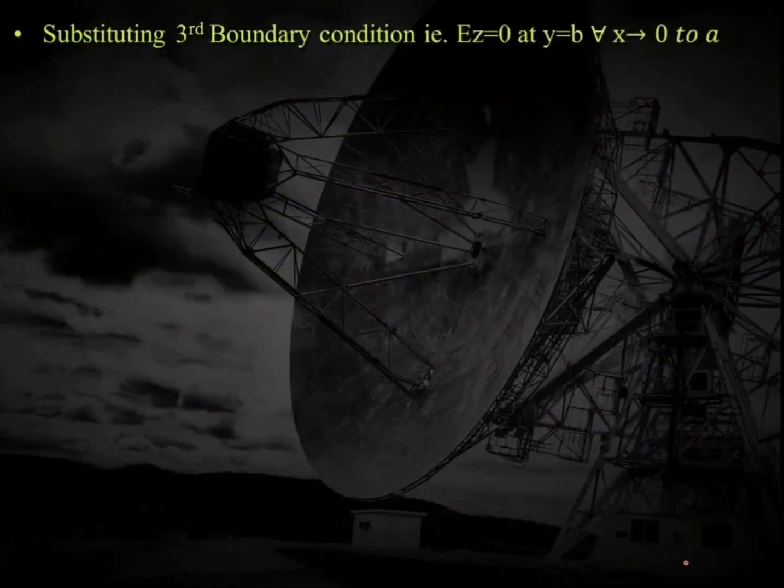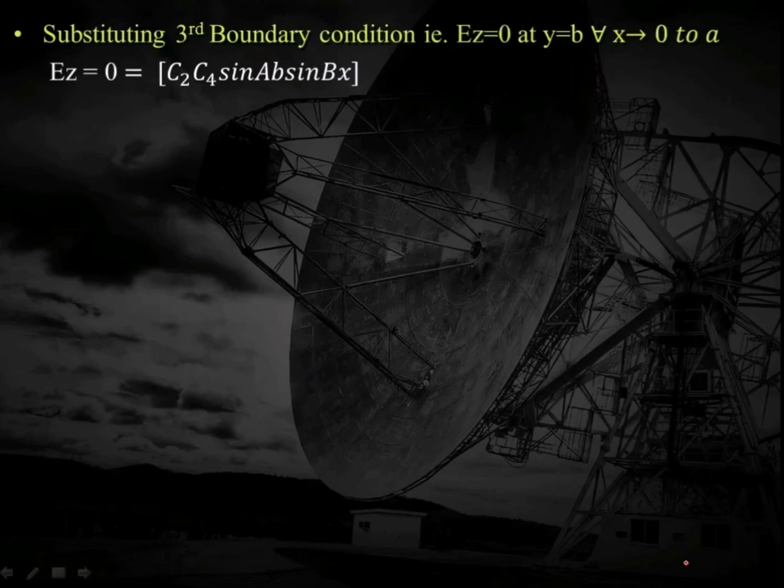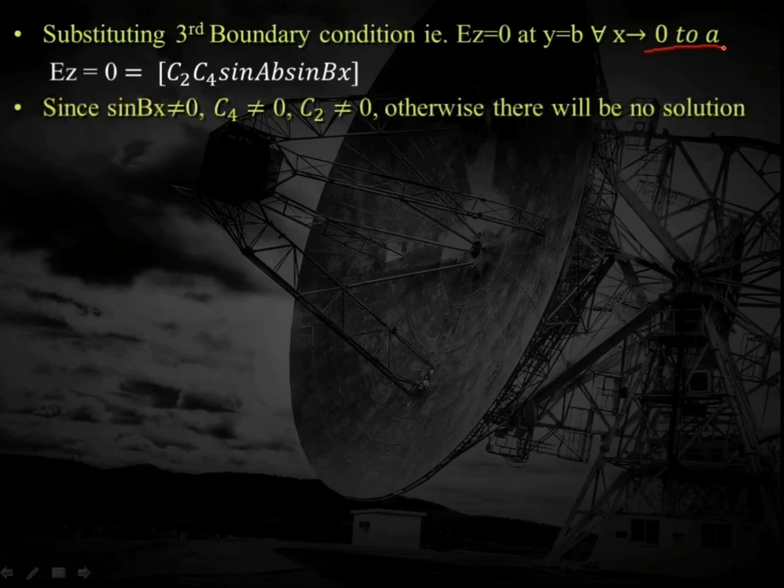Now let us apply the third boundary condition, which states that Ez should be equal to 0 for y equal to b and for all x from 0 to a. So when I substitute Ez equal to 0 on the left hand side, my y should be changed to b. So it is now C2 C4 sin of ab. Instead of ay, I will write here ab, into sin of bx. Sin bx remains as it is because its value is changing from 0 to a. Now over here, C2 and C4 cannot be equal to 0, as we have already obtained from the previous two boundary conditions.